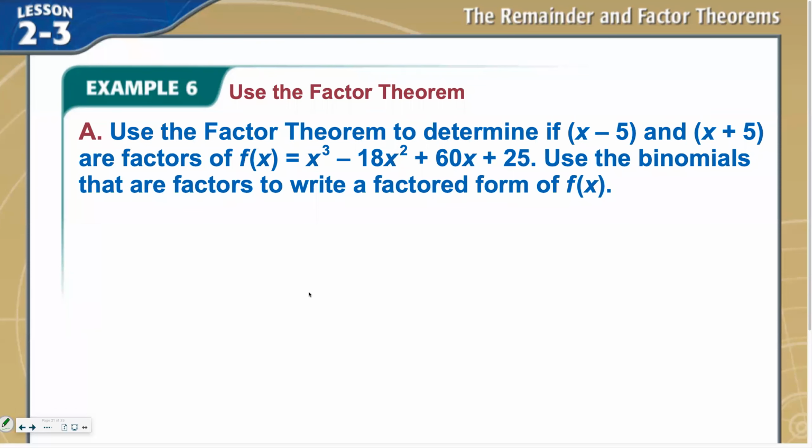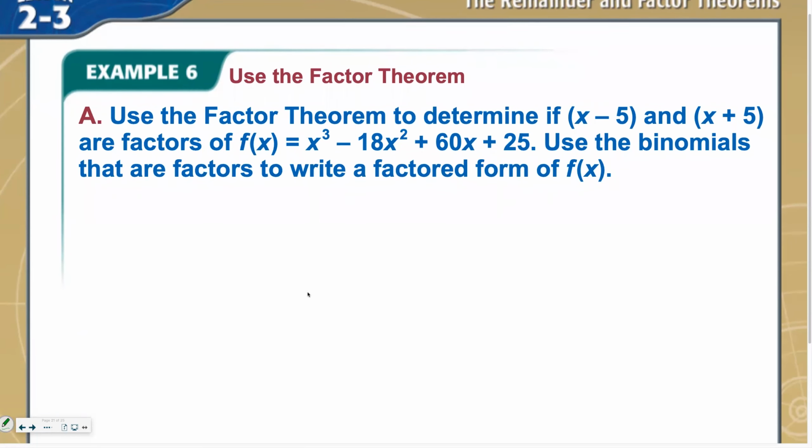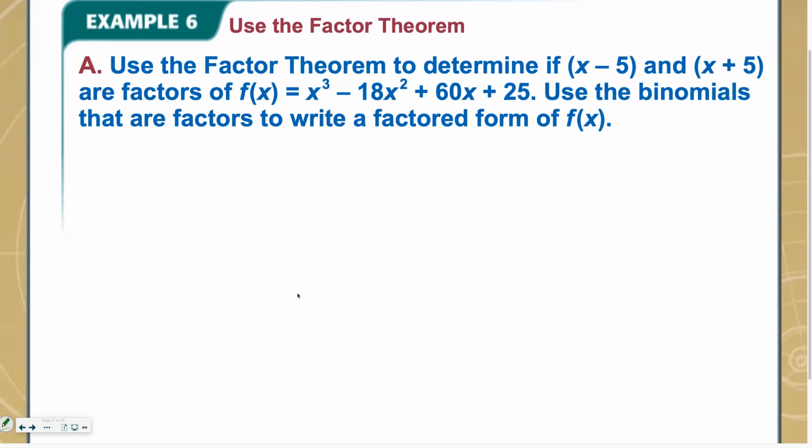All right, with that, we're going to take now a look at example 6. So what can we do with all this? It says use the factor theorem to determine if x minus 5 and x plus 5 are factors of this equation f of x. Use the binomials that are factors to write the factored form of f of x.